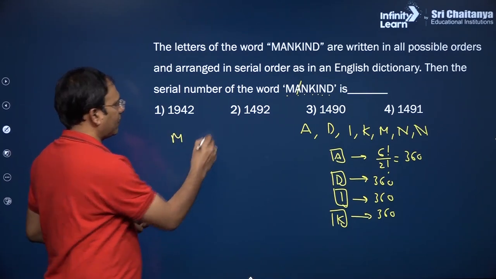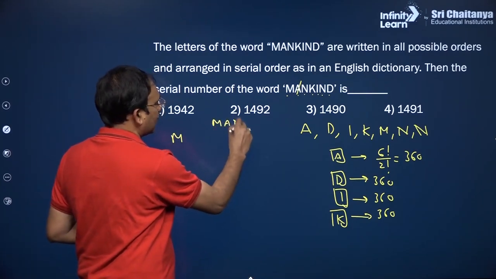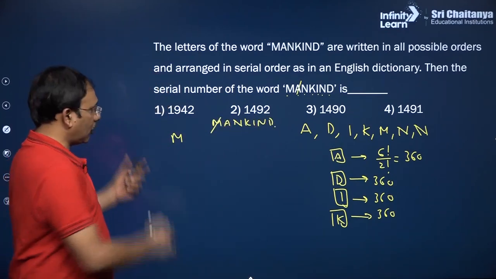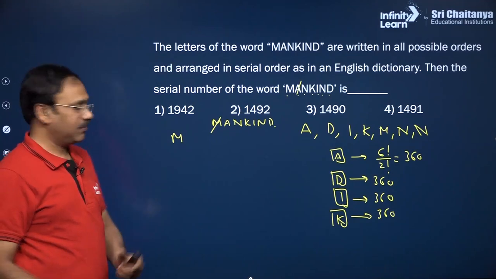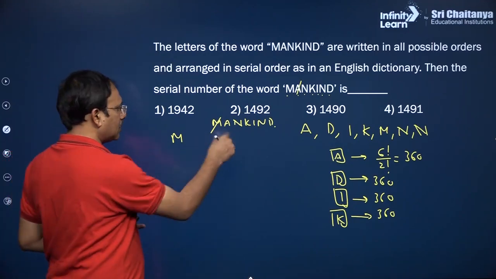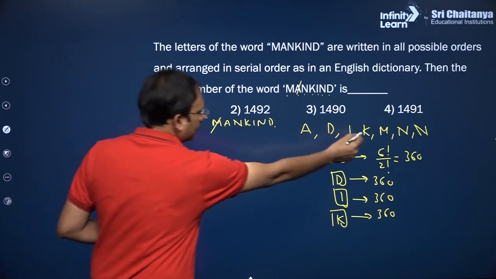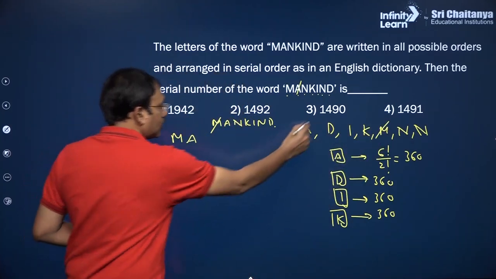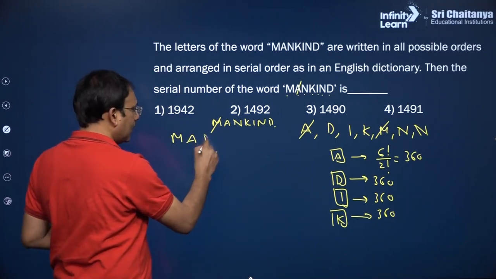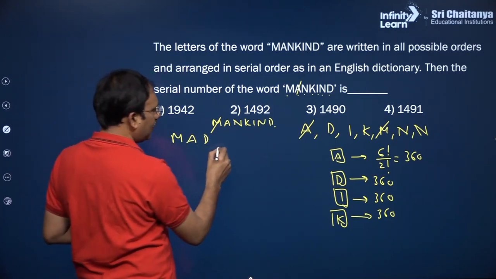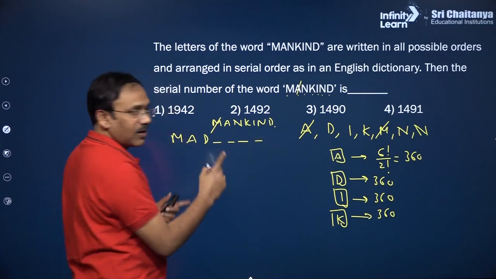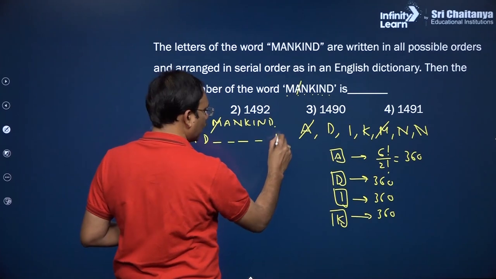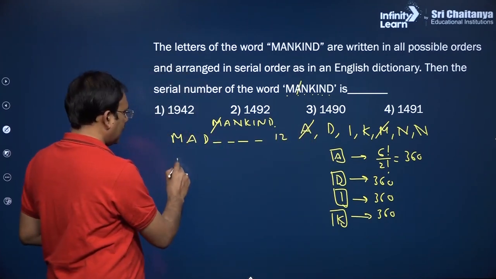I want M, my dear friends. You see, my word is mankind. So M is to be there. So I can't cross all the letters starting with M. So I require M, so M cancelled. Then after M, see, this is done. MA, I want. Then MAD, how many will be there which start with MAD? You see, 7 letters, no? 4 are left, of which 2 N's are there. 4 factorial by 2 factorial, which is 12, my dear friends.